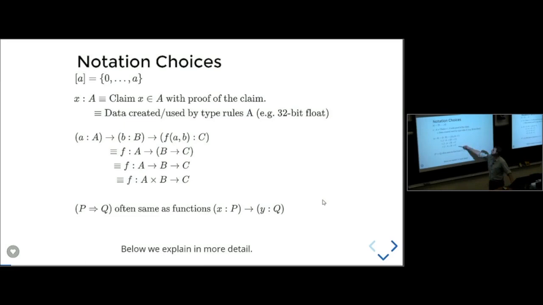And then the last kind of notation is you might think of these as ordered pairs, A, B, that evaluate to C. And that's a perfectly equal notation for what's going on.